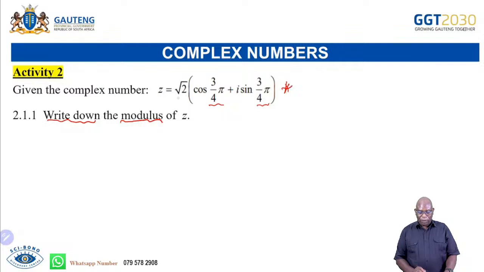We've got too many numbers there. We've got square root of 2, we've got 3 over 4 pi. Write down the modulus of z. So what do you know about the modulus? It is the value of r. So the value of r is that square root of 2. So how do I write down the modulus? The modulus there is nothing else but the square root of 2. I don't need to calculate anything. I'm just writing down. So the modulus of that will be square root of 2.